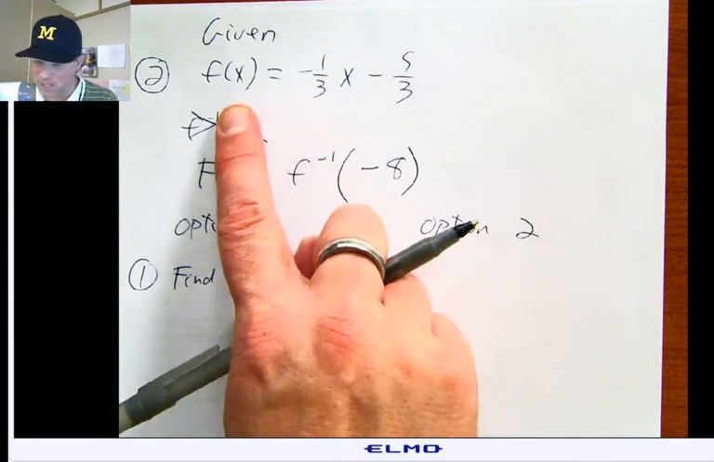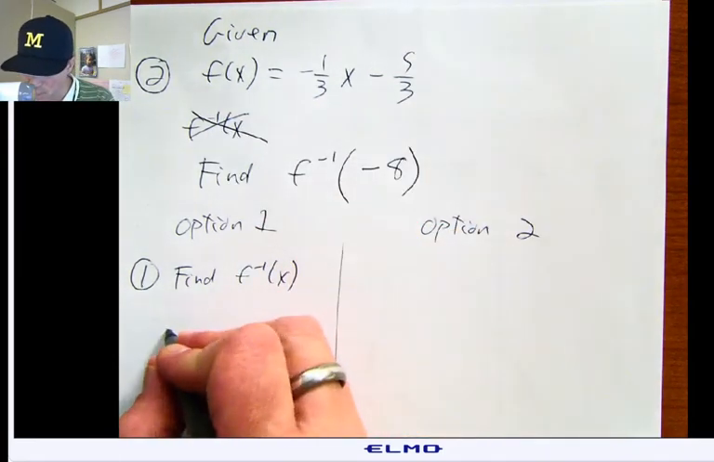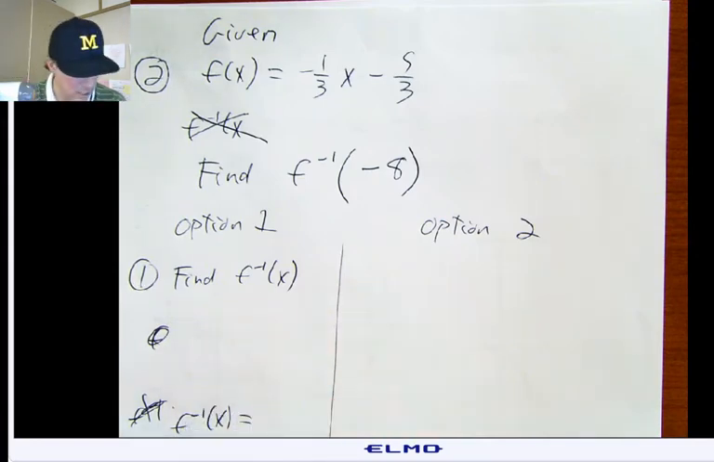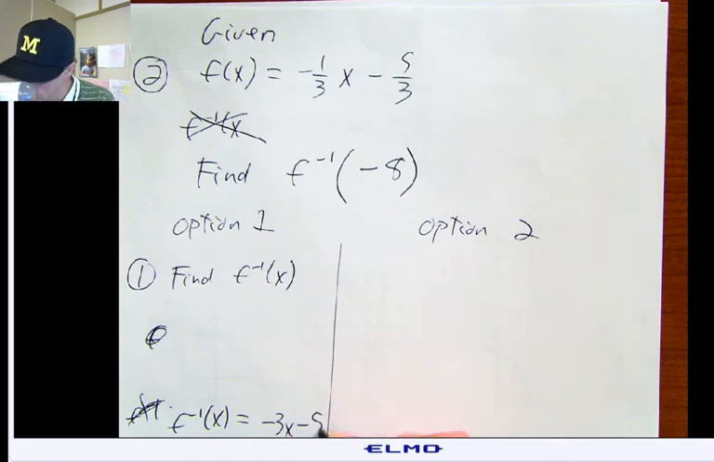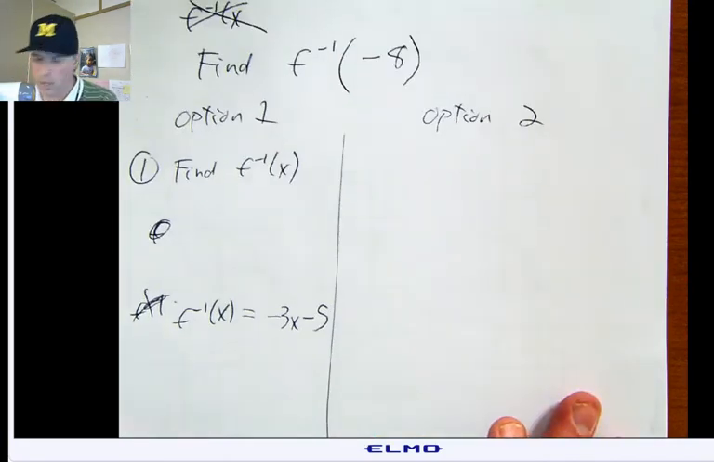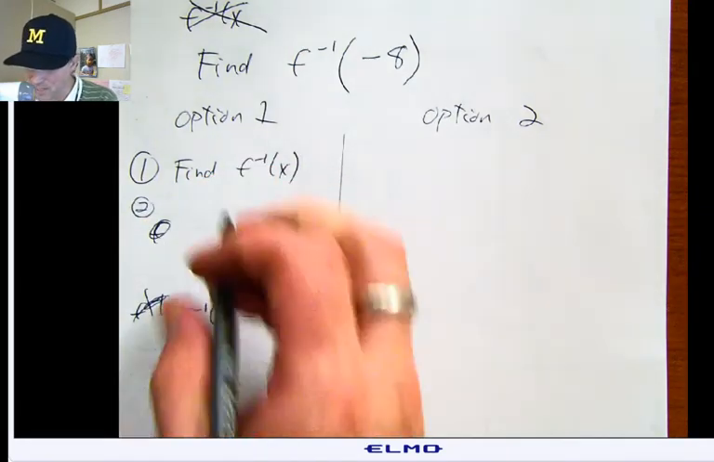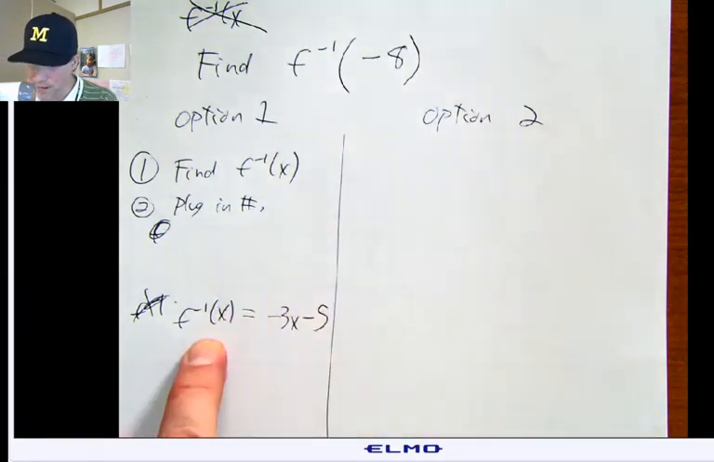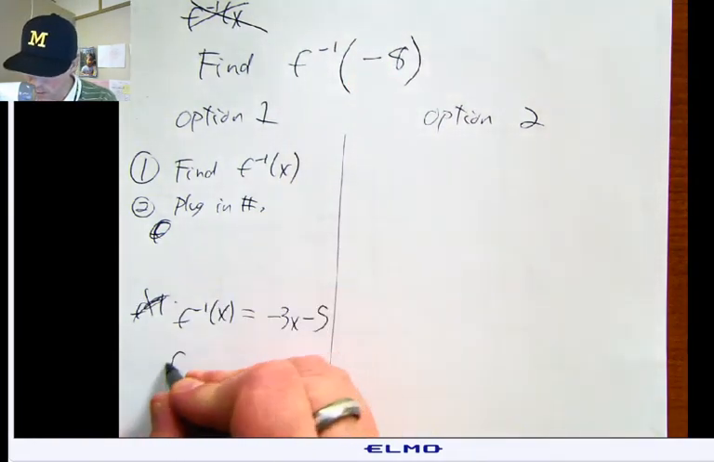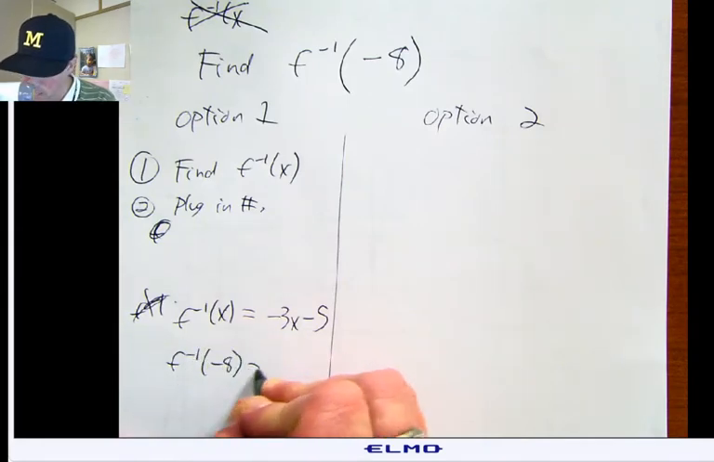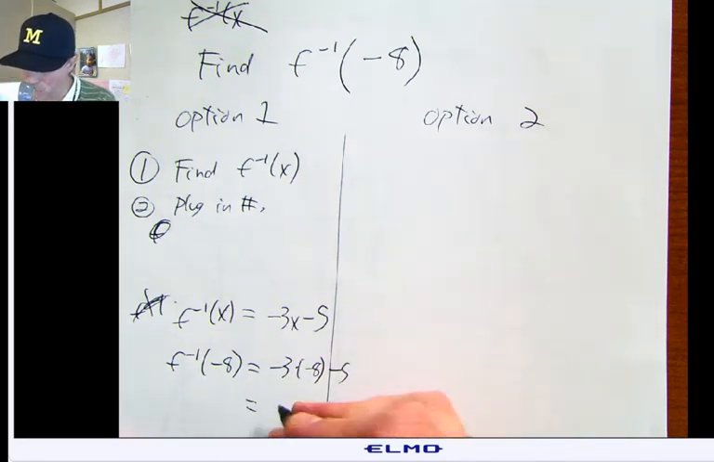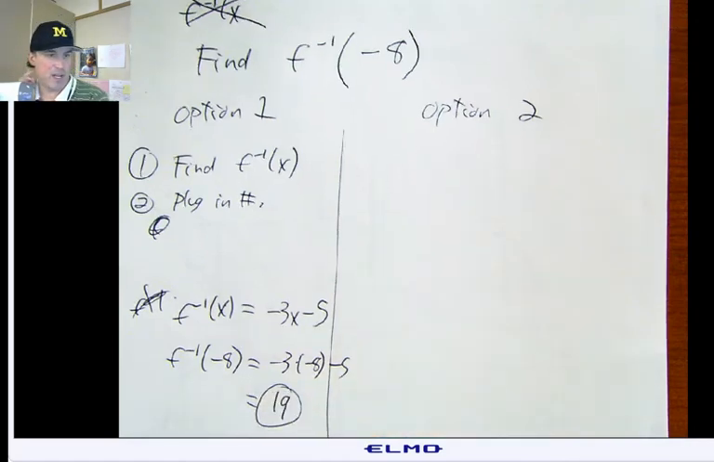So when f of x was equal to negative 1/3 x minus 5/3, our f inverse of x ended up being negative 3x minus 5. And then once you've found the inverse, you can just plug in the number. So if I have f inverse of x, I'm going to plug in -8. So f inverse of -8 is equal to -3 times -8 minus 5. That becomes 24 minus 5, which is 19. So f inverse of -8 is 19.